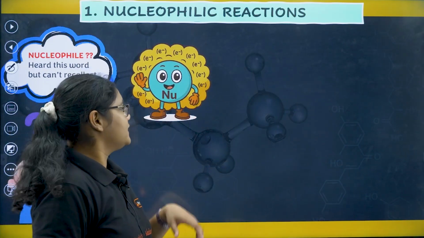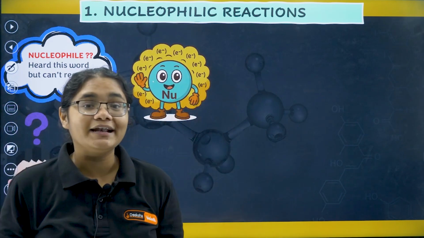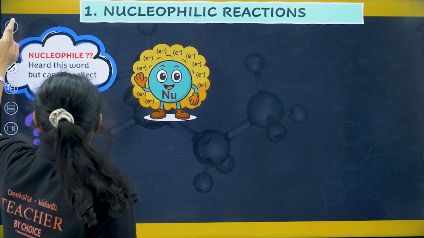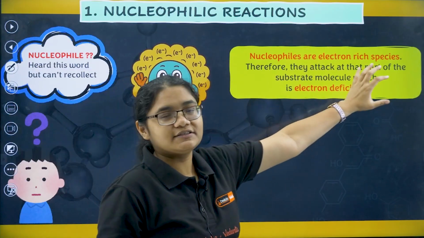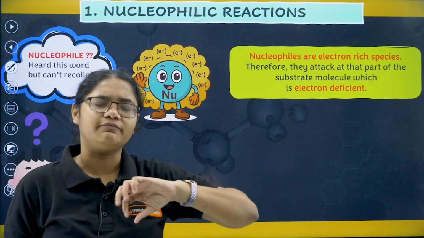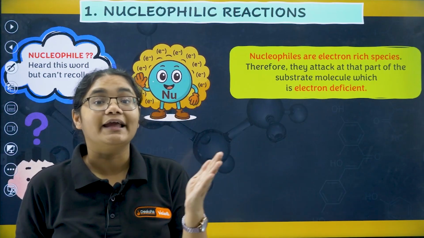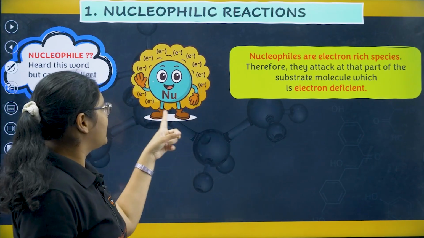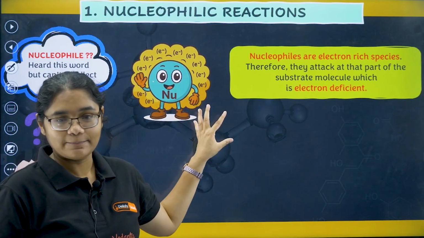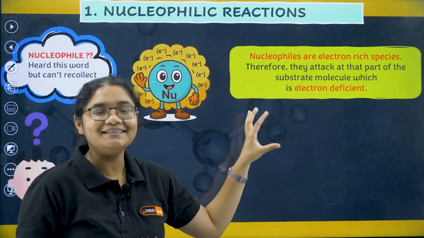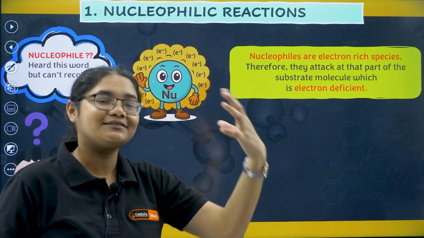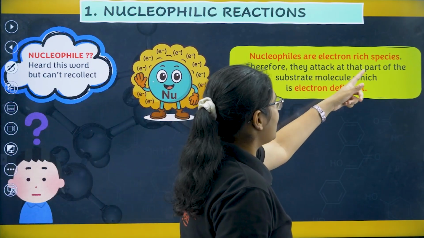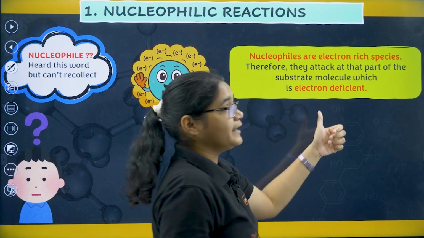So what I am seeing is a nucleophile, and what is it surrounded with? It is surrounded with electrons, right? So what are nucleophiles? Nucleophiles are the electron-rich species, meaning these are species very rich with electrons. They have so many electrons with themselves. You can see here, so many electrons are surrounded with a nucleophile. So nucleophiles are those species which have an excess of electrons. Therefore, they attack at that part of the substrate molecule which is electron deficient.